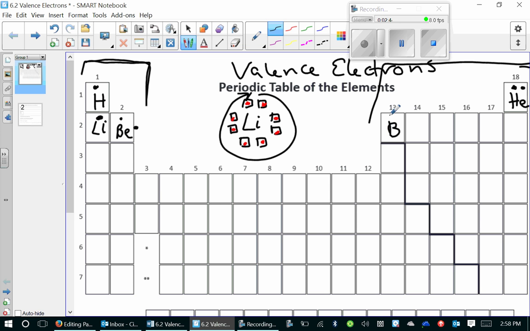Okay, so we add one more. 1, 2, 3. After boron comes carbon. 1, 2, 3, 4. Add one more for nitrogen. So 1, 2, 3, 4, and now we start doubling up as we go around again. Nitrogen. After nitrogen comes oxygen. 1, 2, 3, 4, 5, 6. In all of those spots there.